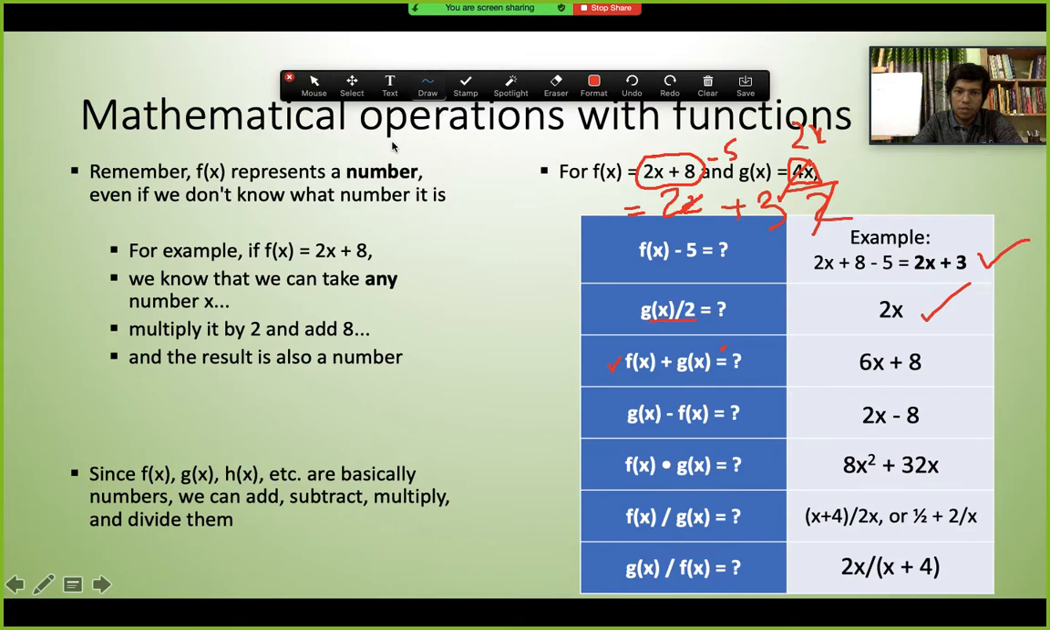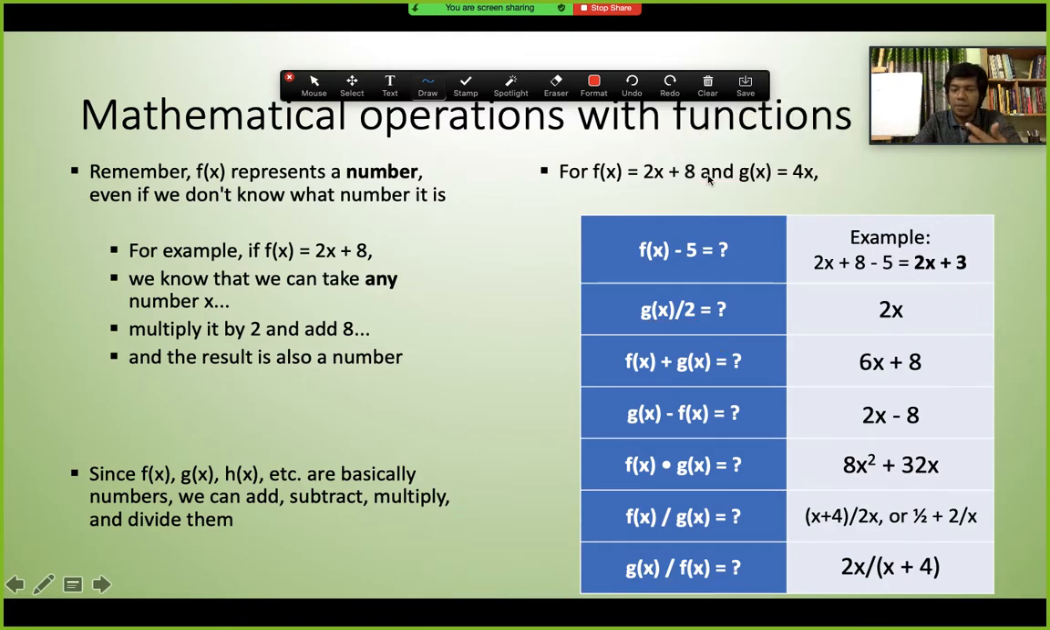Let me show you this last one. g(x) divided by f(x), so g(x) is which one? g(x) is this one, 4x, then downside is twice x plus 8, f(x) is twice x plus 8, but we can take 2 common from the downside, so it becomes x plus 4 if we take 2 common. And we can take 2 common from both numbers, and then we can cancel out this and this, so we get twice x divided by x plus 4.